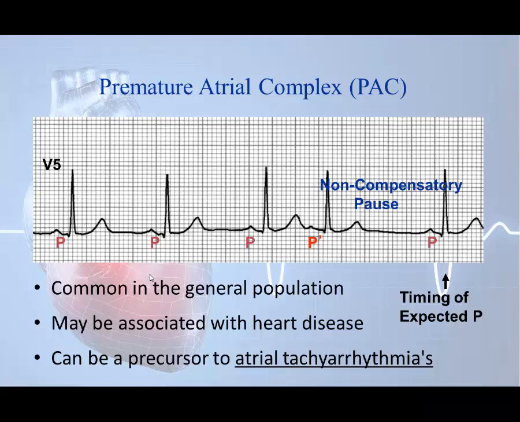Okay, so for premature atrial complexes, PACs may be secondary to endogenous factors such as fever, hypovolemia, or hyperthyroidism, or often they are secondary to exogenous factors such as medications and various stimulants such as caffeine, ephedrine-based stimulants, or methamphetamines. Treat the underlying cause. They are common, may be associated with heart disease, and can be a precursor to atrial tachyarrhythmias.